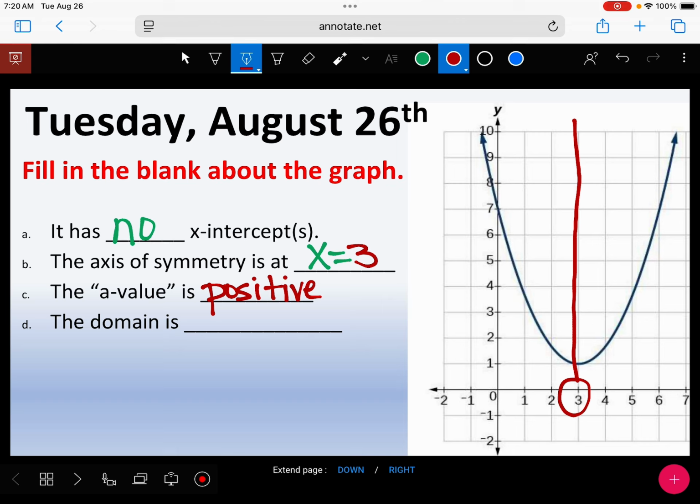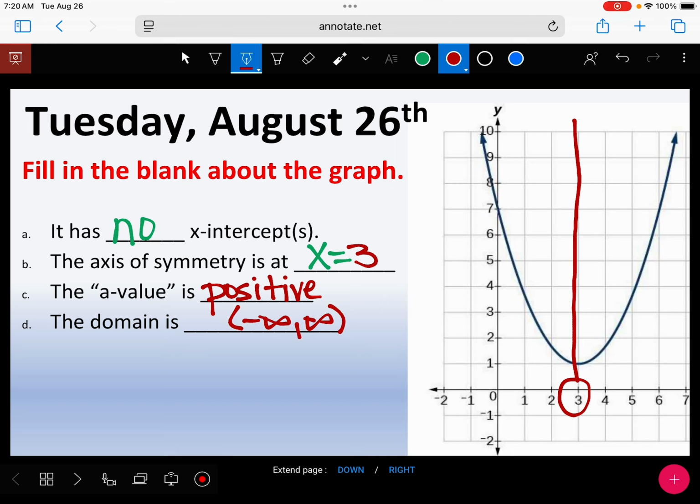And what is the domain for every quadratic? Kalavin, you know the domain? What's the domain? It never changes. It's for every graph. Johan, what's the domain? Negative infinity to positive infinity.